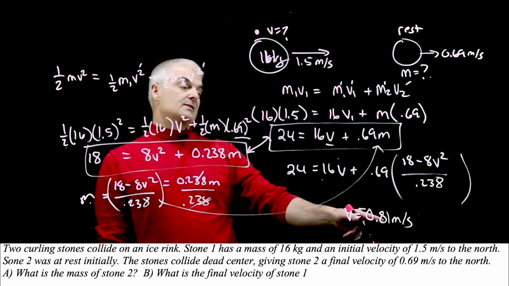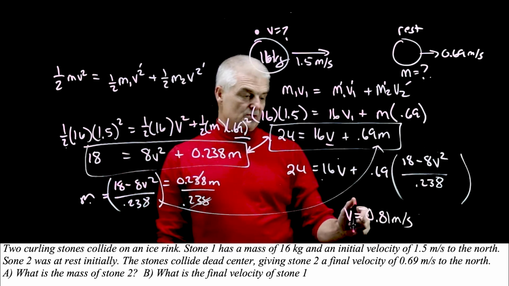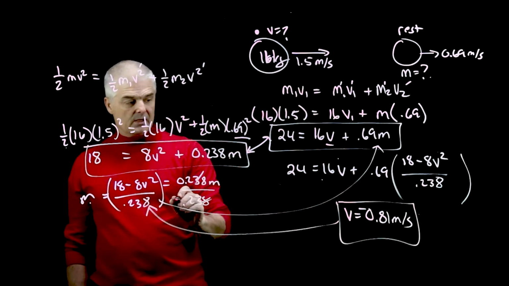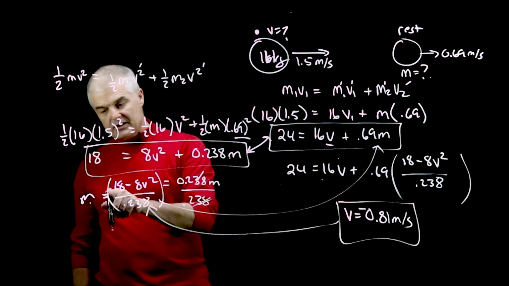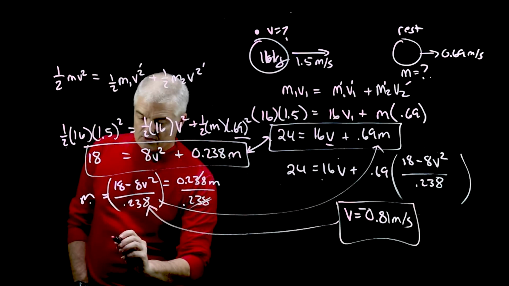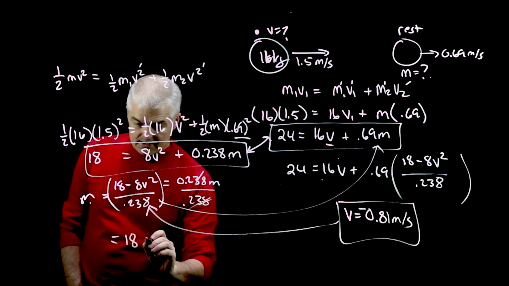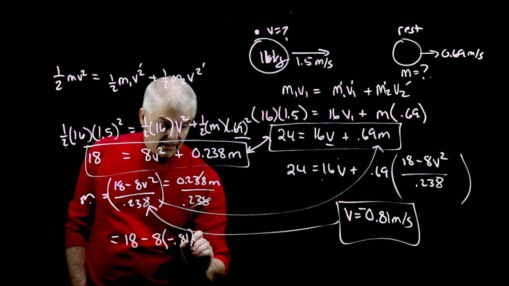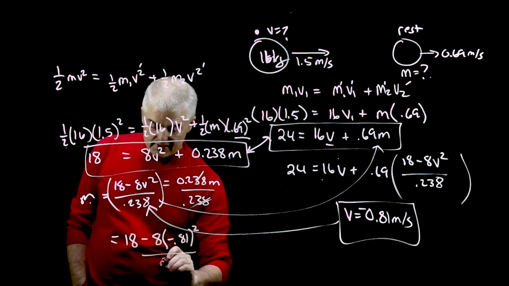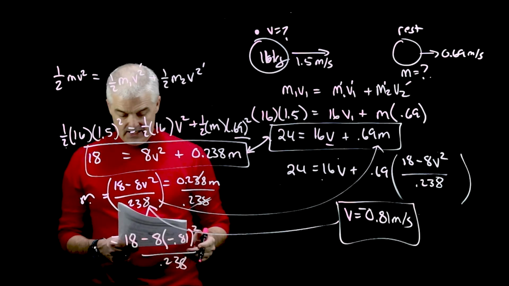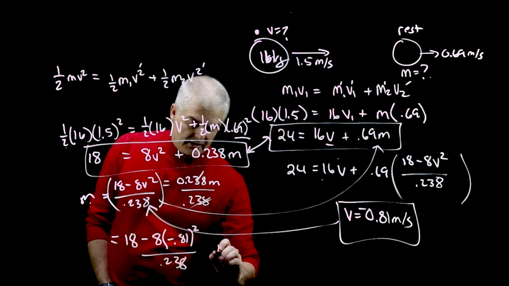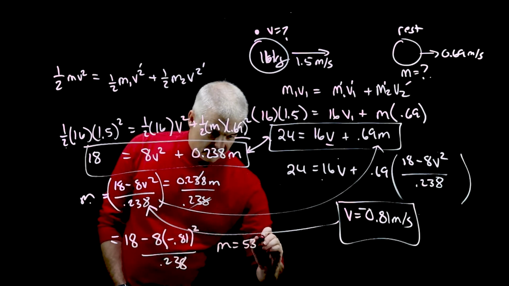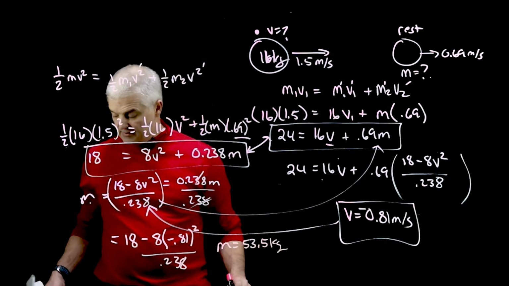It'll make more sense if we then figure out what the mass is. If we know this v, we can plug it into this equation, because we now know it's negative 0.81, and we can solve for the mass. So this would be equal to 8 times negative 0.81 squared divided by 0.238, subtracted from 18 over 0.238, and I get a mass equal to 53.5 kilograms.